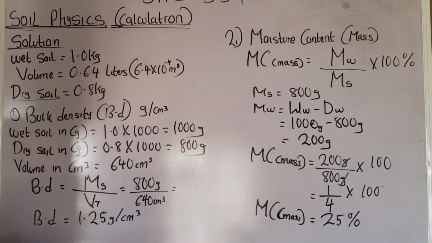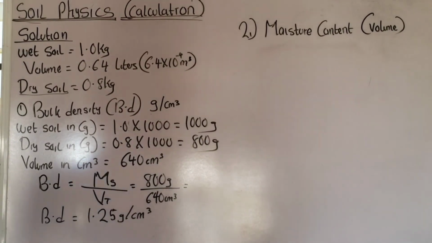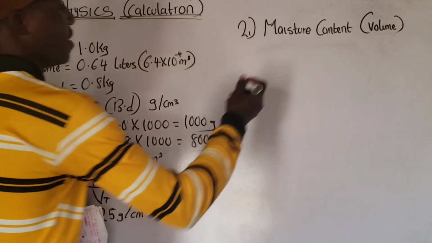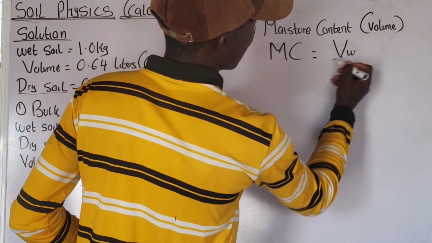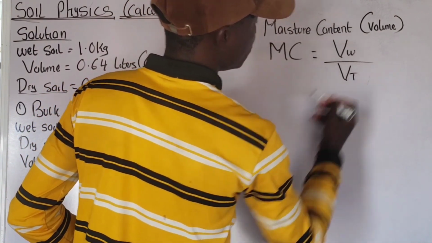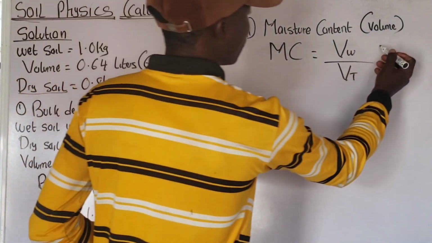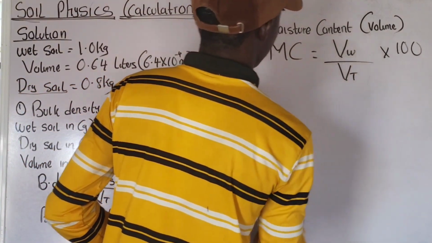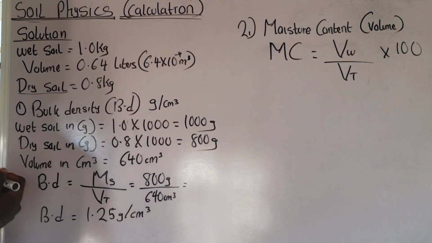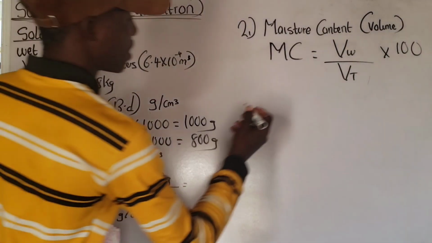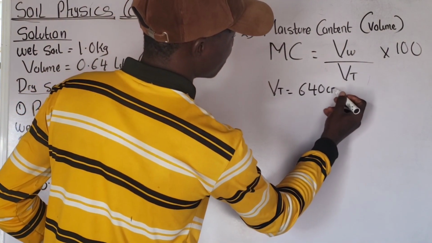We are asked to determine the moisture content volumetrically. The moisture content on volume basis is given by this formula: moisture content on volume basis equals the volume of water over total volume. Because we are asked to calculate it in percentage, we have to multiply by 100. The volume of water we are not given in the question, but we know that total volume equals 640 centimeter cube.